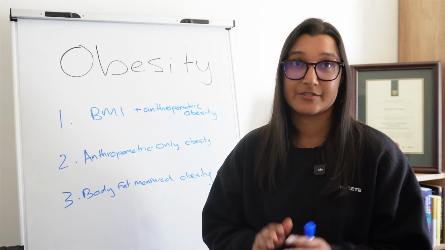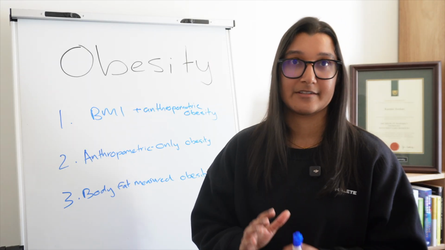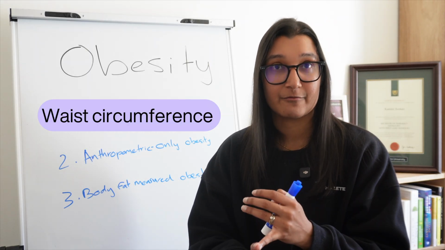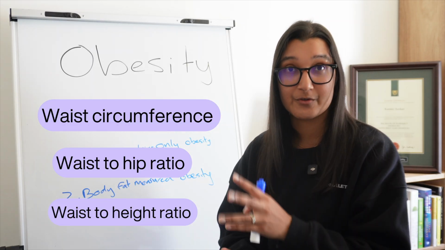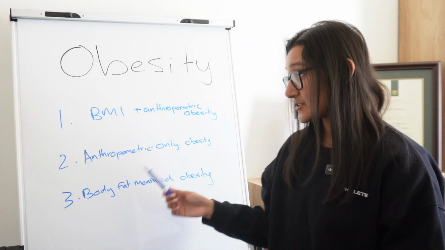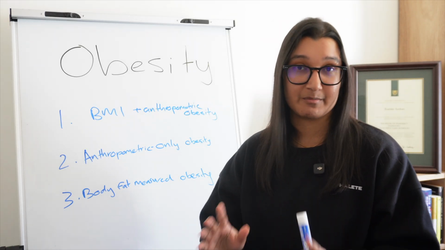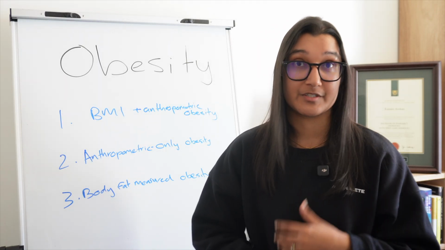Now the second is called anthropometric only obesity. And this is when at least 2 of the waist measures are elevated, even if your BMI is less than 30. So your waist circumference, your waist to hip ratio, or your waist to height ratio. 2 of these need to be considered high, your BMI doesn't matter. Now this one is going to capture people with hidden visceral fat, and next week's video will go through those waist measurements in a bit more detail.